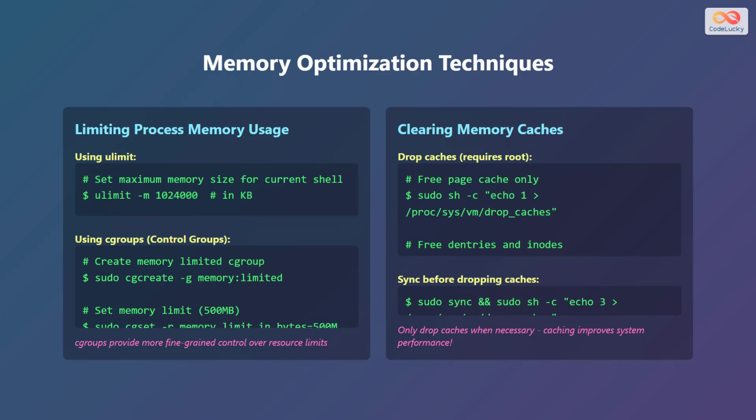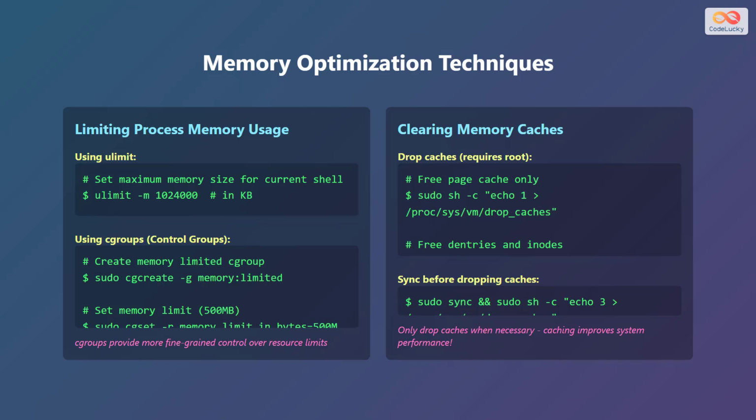We can also use control groups, often referred to as cgroups, to limit memory usage. First, create a memory-limited control group with sudo cgcreate -g memory:limited. Then set a memory limit, such as 500 megabytes, using sudo cgset -r memory.limit_in_bytes=500M limited. Finally, run a process within this control group with sudo cgexec -g memory:limited command. Control groups provide more fine-grained control over resource limits compared to ulimit.